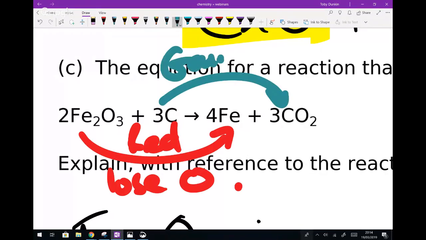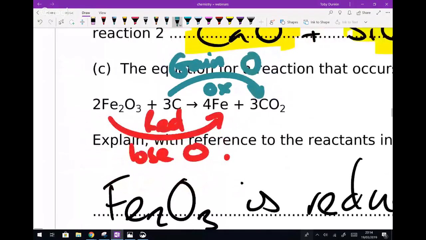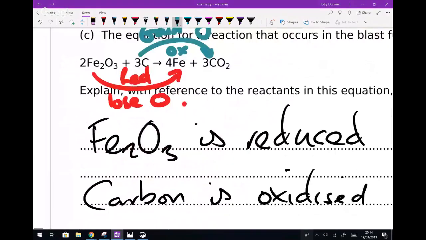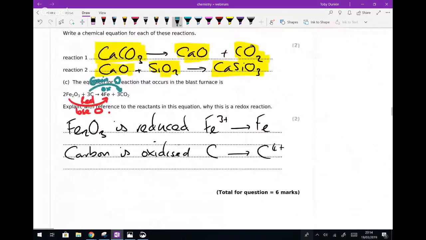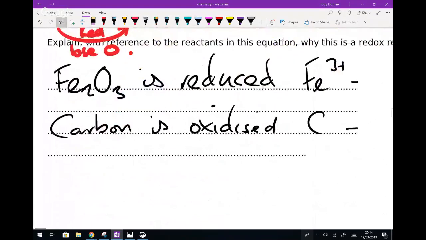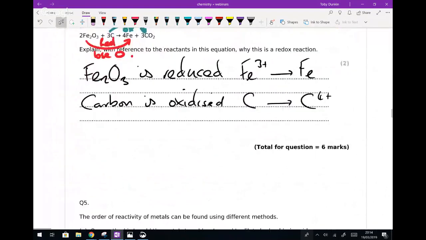Gain of oxygen. Ox. You're done. That's it. All you need to say. You can also talk about electrons if you like, but you don't need to. Keep it easy. Talk about oxygen. He's being oxidized, he's being reduced. They're happening at the same time. You're done.